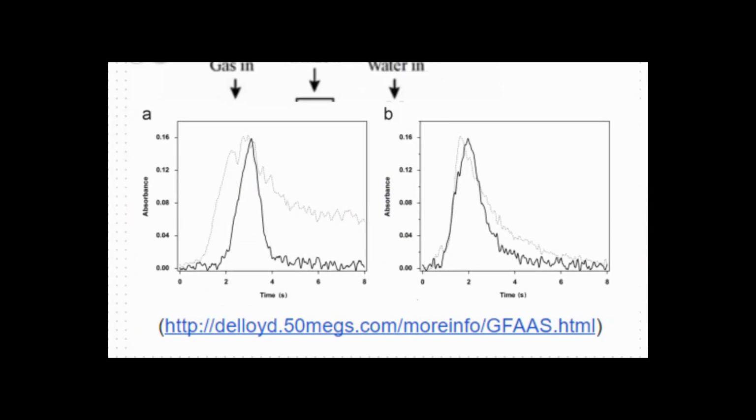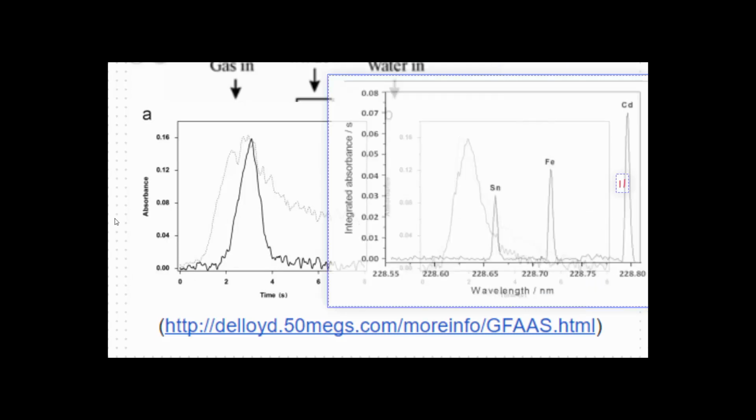So we have absorbance on the y-axis and time on the x-axis. What you get first here, this bit here, is drying your sample, especially if it's a liquid to begin with. Then the first part of your slope, you're charring your sample. After the char, you get to atomization and the peak of interest. So with graphite furnace, it takes reading it a little bit differently.